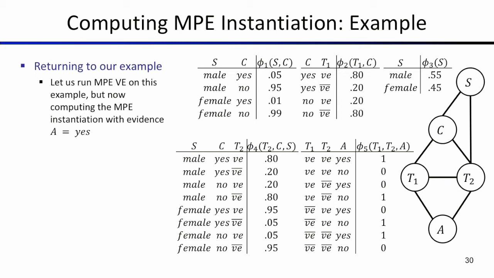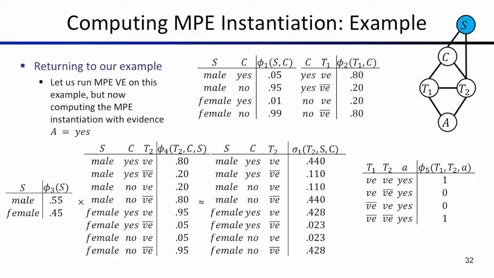So now we transform it. We have these factors phi1, phi2, phi3, phi4, phi5. We're going to introduce the evidence by eliminating all the rows that do not match the evidence. So these are the rows that have A equal no. So now I have this guy here. Good. And we can now start with the elimination process. The elimination process will have the same order that we had before. So I'm going to start with S, C, A, T1, T2. So we're going to eliminate all the variables. And at the end, let's take a look at what is the instantiation.